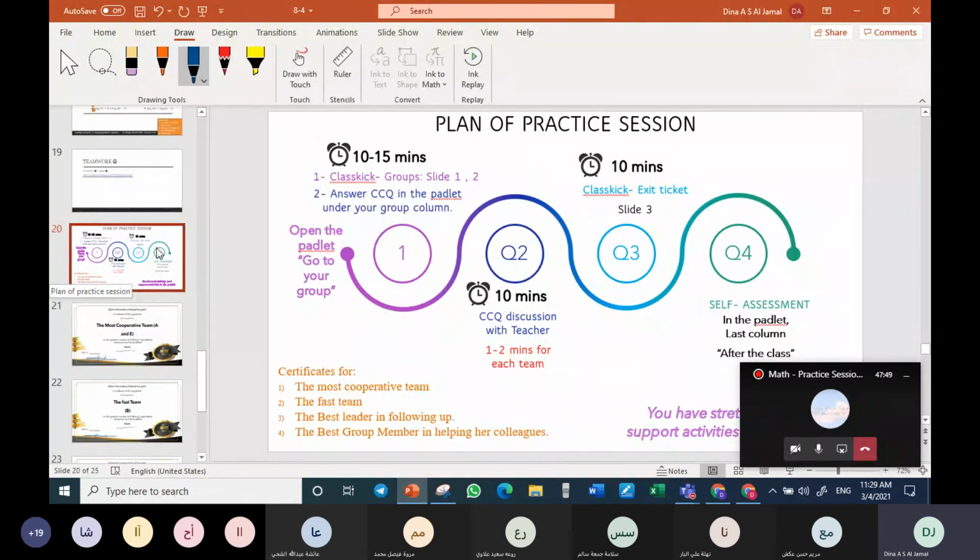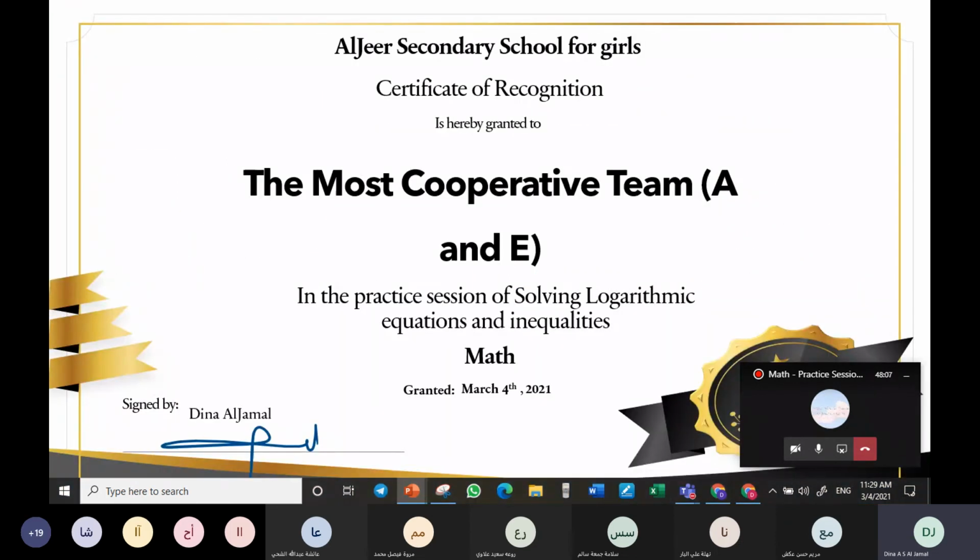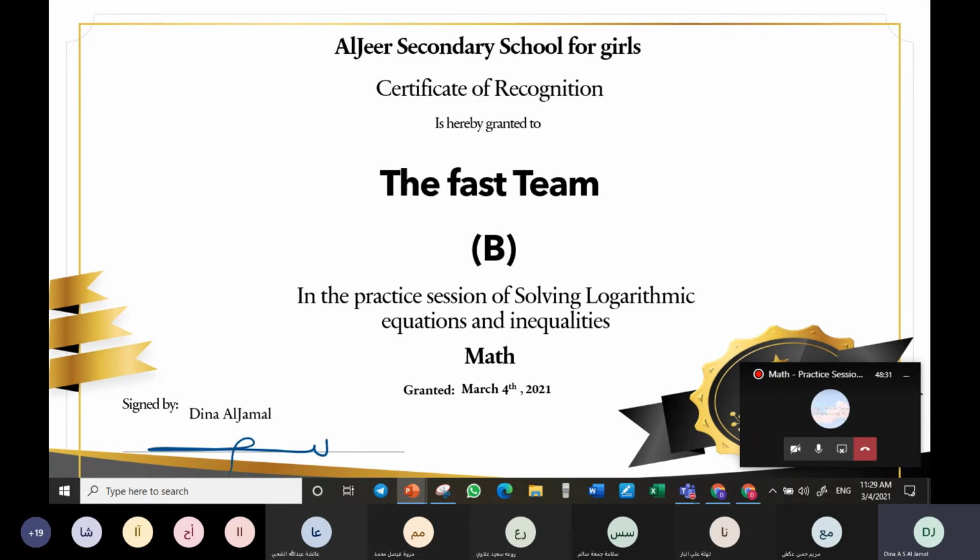So, ladies, at the beginning, I was telling you that there will be certificates for the most cooperative team, fast team, best leader in following up, and best group member in helping the colleagues. So, most cooperative team, A and E, I can see that they are supporting each other in comments and helping each other using the yellow hand. So thank you so much, group A and E, excellent. But that doesn't mean that other teams are not helpful. They are helping each other, but next time write more comments and help each other inside the pages.